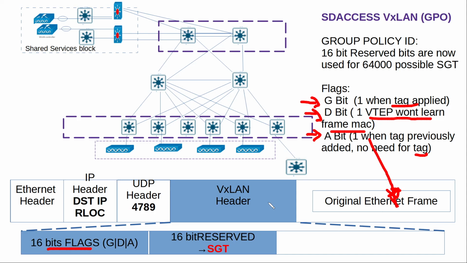From the following 16 bits of reserved space, Cisco took it and created the group policy ID field.